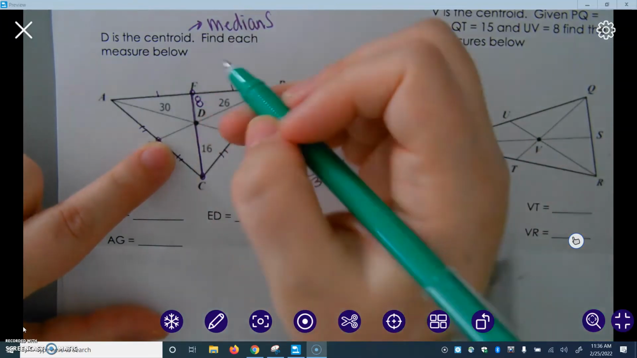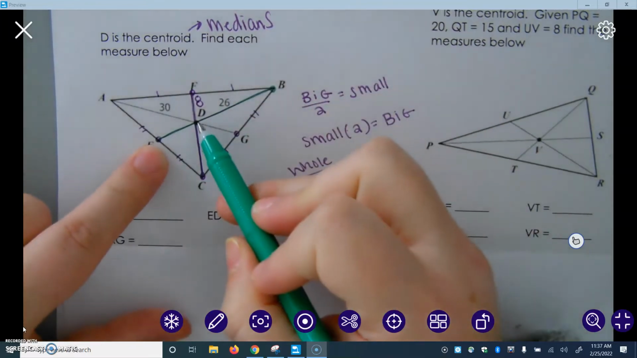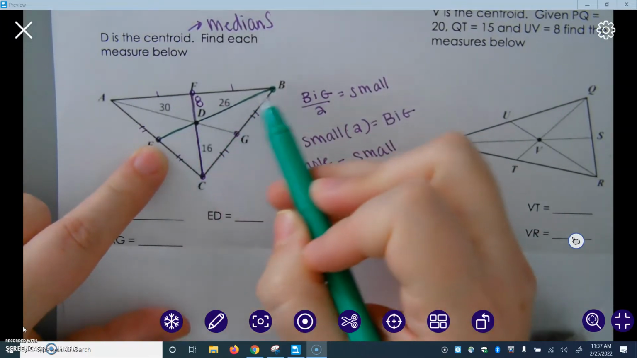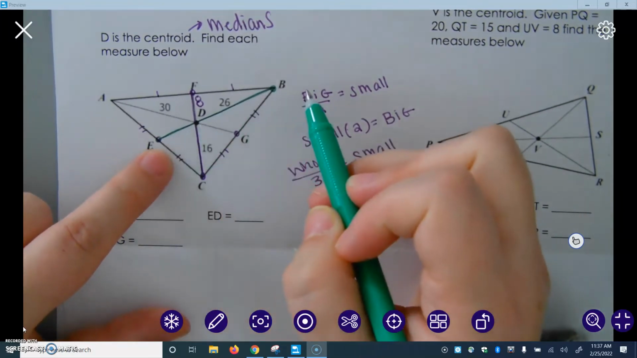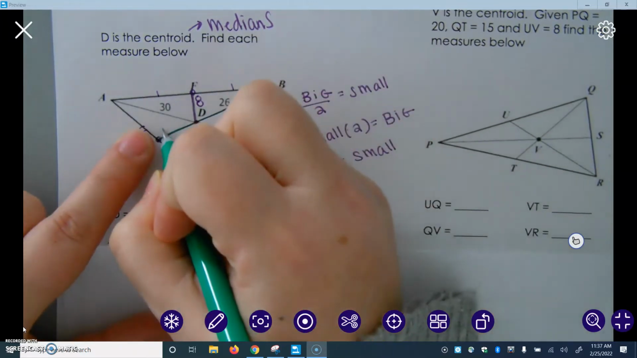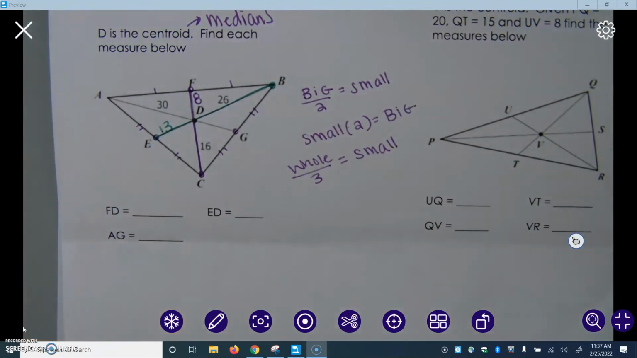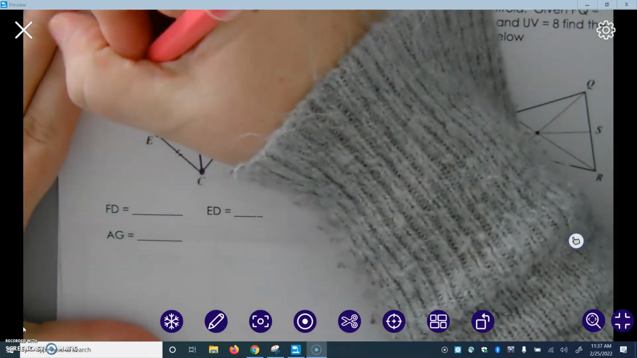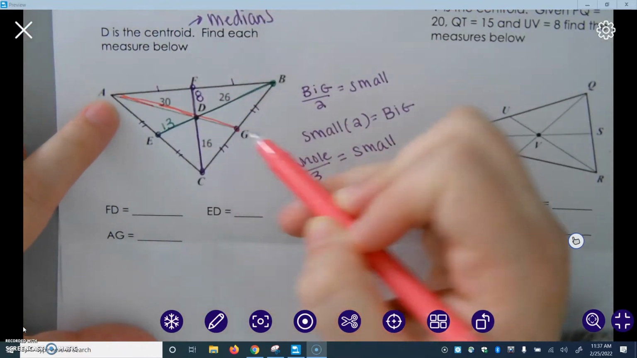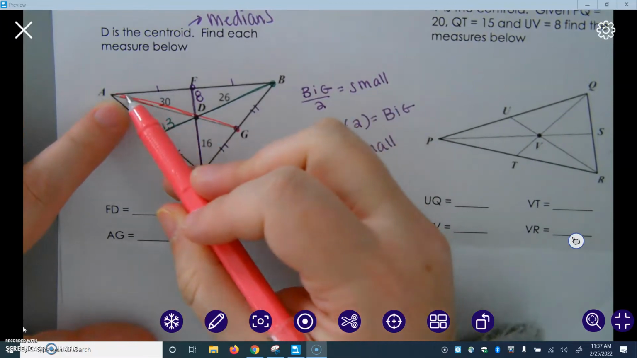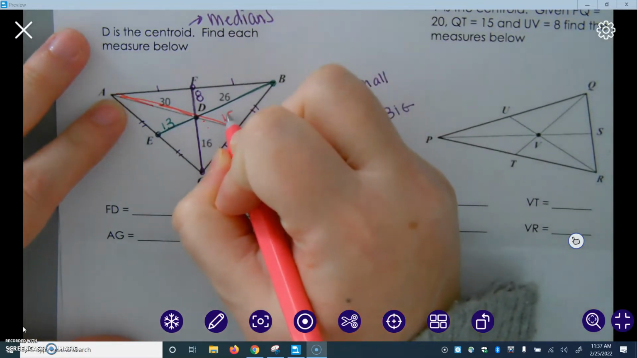All right, my next median goes from B all the way to E. So again, you should be able to see that from B to D, even visually, is much larger than from D to E. So 26 divided by 2 is 13. The bigger piece is always connected to the angle. The smaller piece is always connected to the midpoint. So here's my last median, goes from A all the way to G. From A to D is my larger piece, my big one. So 30 divided by 2 is 15.